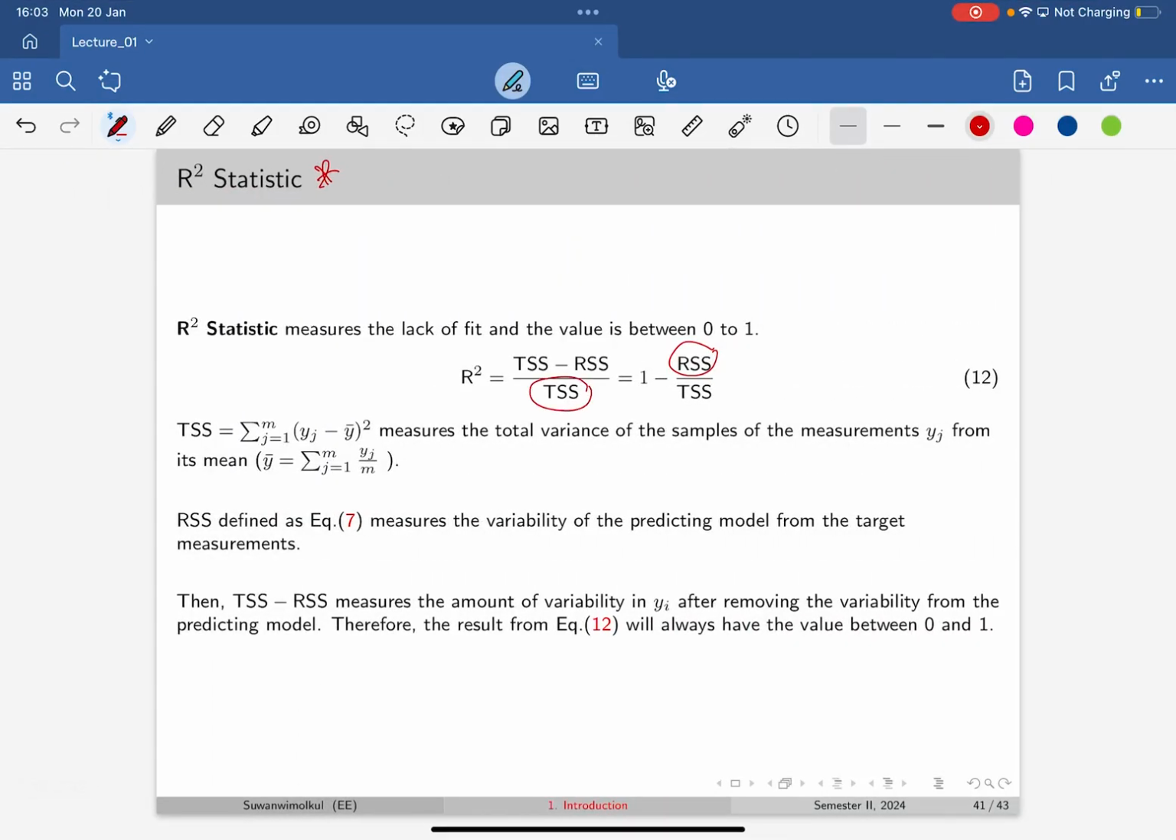However, it is divided by the TSS. And TSS here is the total variance of the samples of the measurements y from its mean. I was going to say sample variance, but it's not totally sample variance, because you just sum the square of this variance, and then you have RSS as a numerator divided by TSS. Actually, if your model is a linear regression, you can ensure that TSS minus RSS will always be lower than TSS. We will provide that derivation in the linear regression, but R-squared statistics have this benefit that when the definition is TSS minus RSS divided by TSS, the value will be between 0 and 1, so it's easy to interpret.